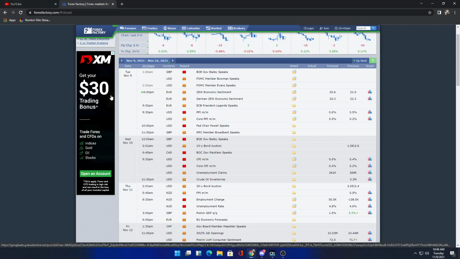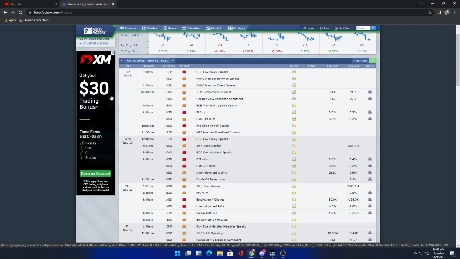Next in the economic calendar projection, at 6 p.m. Malaysia time, there is the Euro economic sentiment and the German ZEW economic sentiment. But I'm going to look at USD today, focusing on these three data releases: PPI, core PPI, and Fed chair Powell's speech.